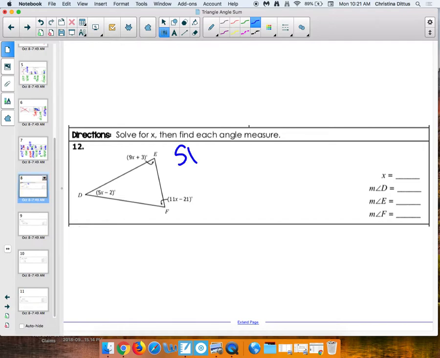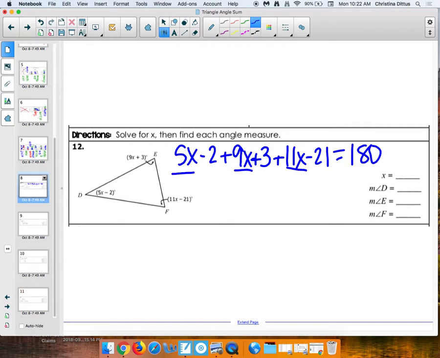I got 5x minus 2 plus 9x plus 3, plus 11x minus 21. And when I add them all, they should equal 180. Okay. Let's combine like terms. 5x plus 9x plus 11x gives me a total of 25x. Negative 2 plus 3 minus 21 gives me negative 20.